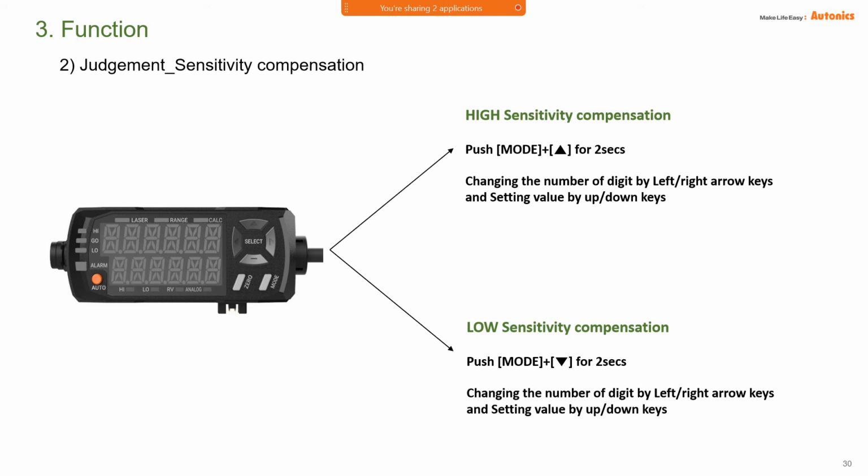Okay, for the sensitivity compensation setting, you need to press button mode and button up together, and then you can change the value for the high sensitivity compensation. And then if you want to change the low sensitivity compensation, you press button plus and button arrow down together for 2 seconds. Then you can change the low sensitivity compensation.